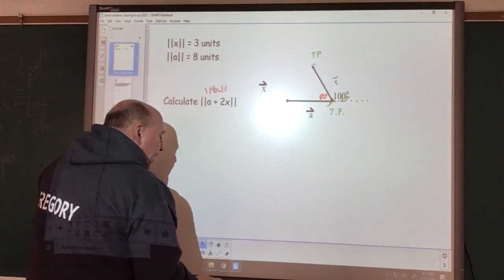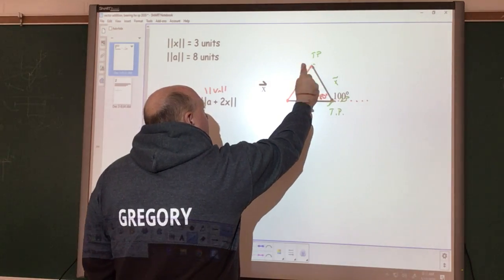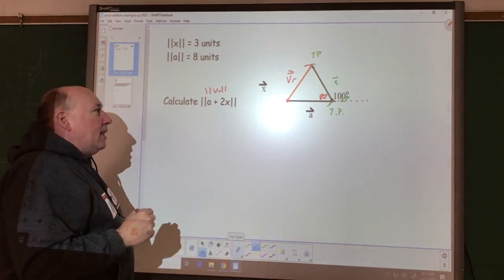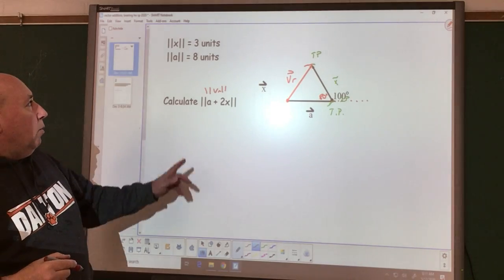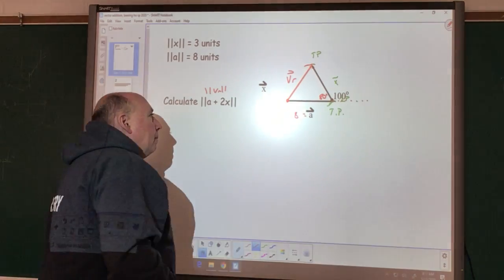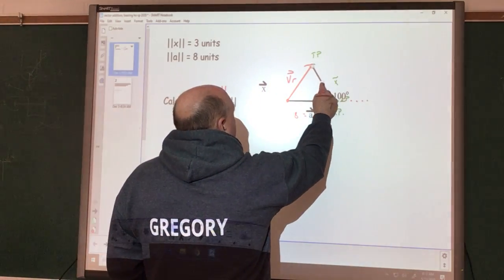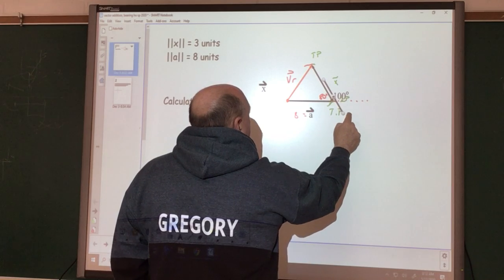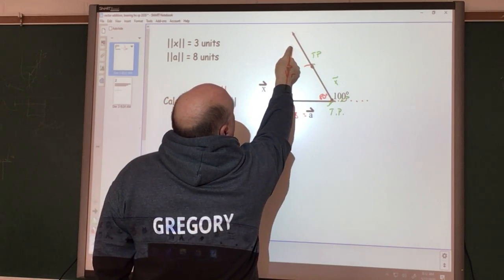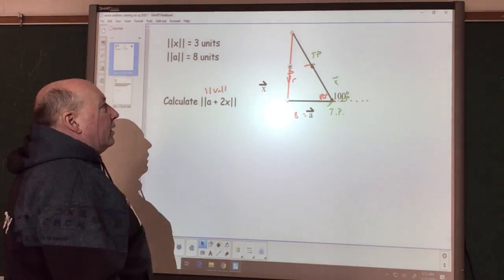Now what we want to do is calculate this resultant vector. We want to find the magnitude of this resultant vector. Well, a we have is a value of 8. And I said that, well, that's just x. If I wanted to, I could draw in 2x. I could clone this and take it up here, and that would be our resultant vector.